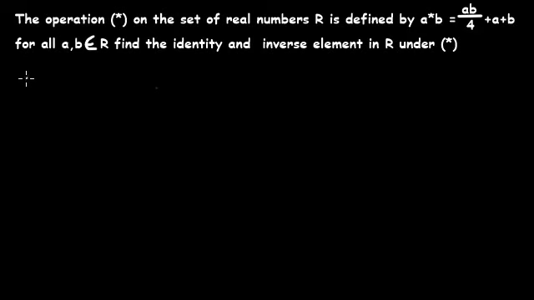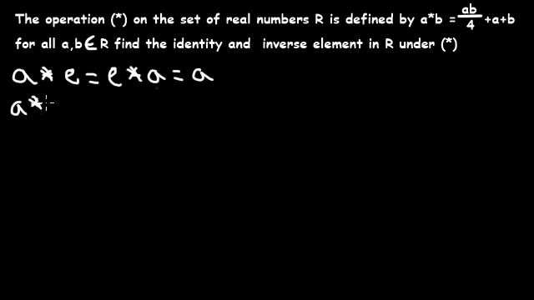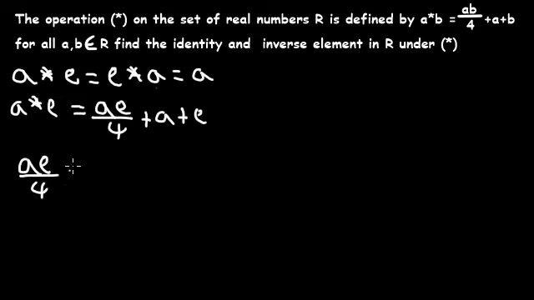So let's begin. Just like before, we know that when we take an element in the real numbers and combine it with the identity, if you don't know what it is yet, this is the same as the identity combined with that element, and the result will be that particular element a. So a * e, according to the definition of this operation, is simply equal to ae/4 + a + e, just replacing accordingly. Since the result will be equal to a, we can set these equal. Therefore, ae/4 + a + e = a.